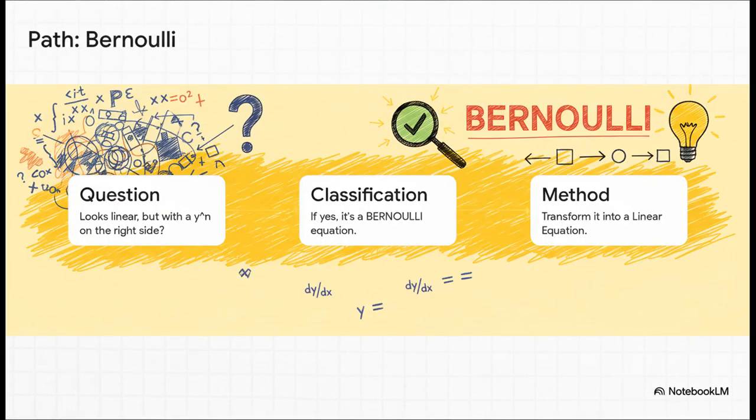So your diagnostic question is simple. Does this look linear, except for that extra y to the n thingy? If the answer is yes, you classify it as Bernoulli. And here's the really cool part. The method is to use a substitution that transforms it back into a linear equation, which is a problem you already have the tool for.